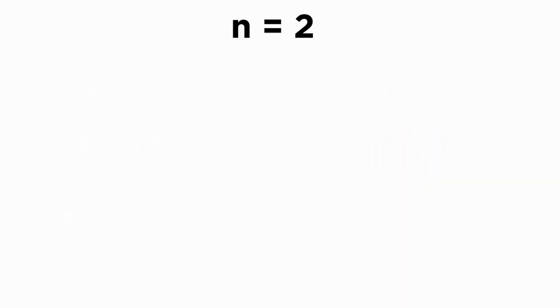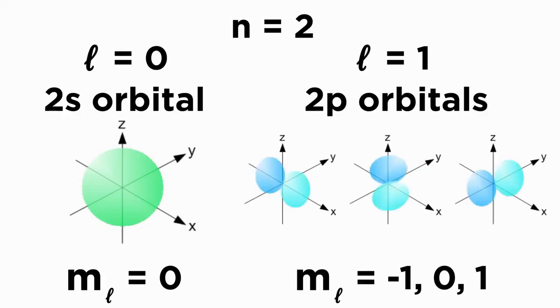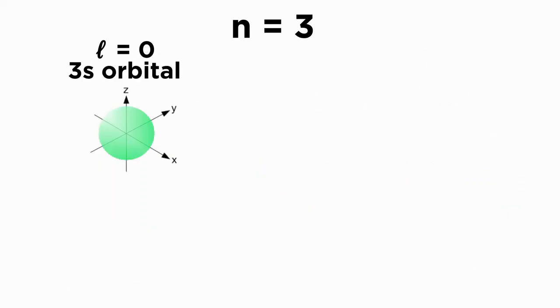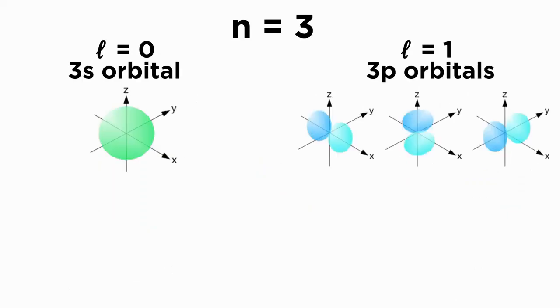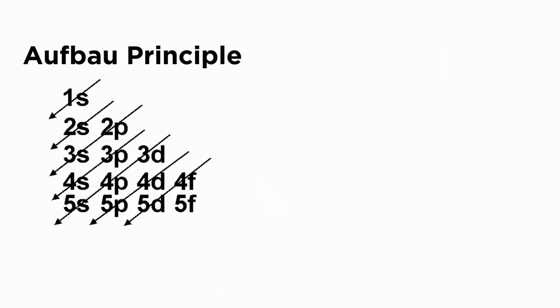When n equals 2, L could be 0, which would give us the 2s orbital, or L could be 1, meaning m sub L could be negative 1, 0, or 1, giving us the 2p orbitals. The outermost electrons in the second row of the periodic table will occupy these orbitals. When n equals 3, L could be 0, giving us the 3s orbital. L could be 1, giving us the 3p orbitals, or L could be 2, giving us the 3d orbitals. A large atom will have to use all of these orbitals and more to house all of its electrons. The Aufbau Principle tells us the order in which an atom will fill up its orbitals.